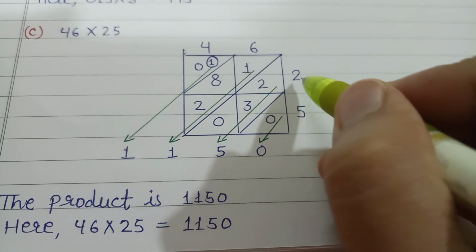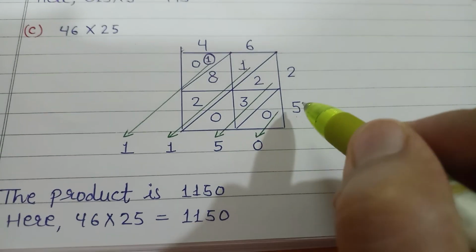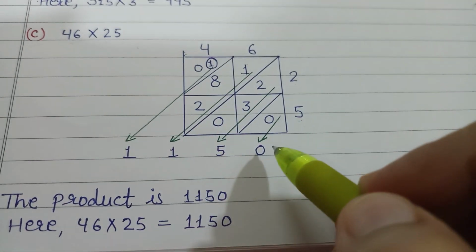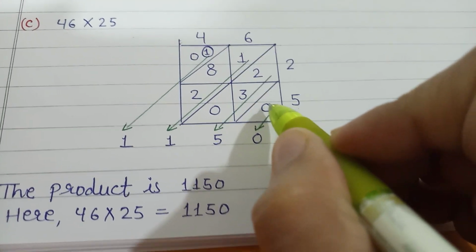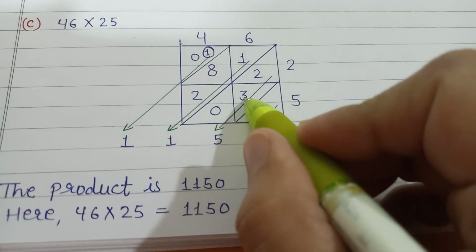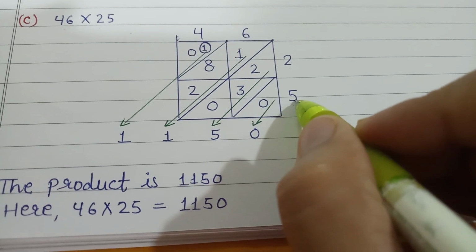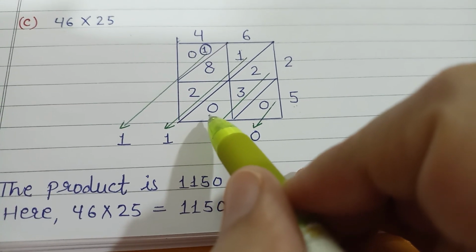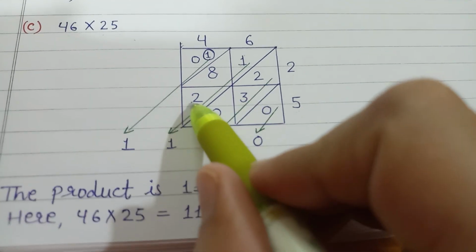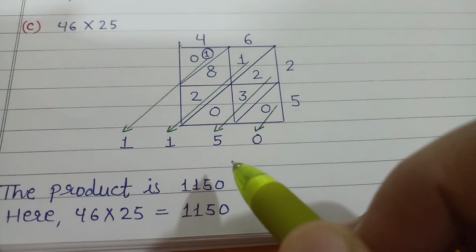Now we start with the next number. We have completed with the 2. Now we start with the 5. 5 6s are 30. So from 30, 0 comes in ones column and 3 comes in tens column. Now 5 4s are 20. So from 20, 0 comes in ones column and 2 comes in tens column.